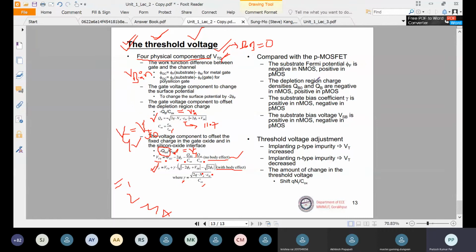Okay, and the depletion region charge density, that is depletion region में जो charge होगा, that will be Q not B, QB not or QB, negative in NMOS and positive in PMOS. So whatever the charges will be there, that will be in opposite nature. So if we have analyzed the NMOS device, similarly we can analyze the PMOS device. Only the polarity will be changing.